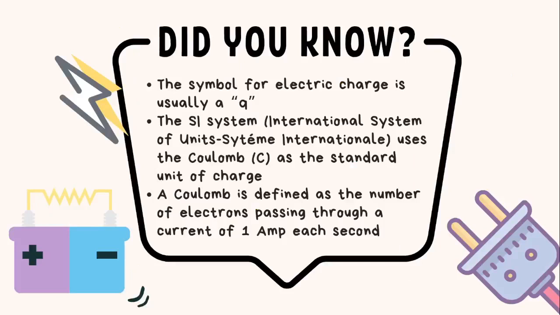Electric charge is usually represented by the symbol Q, but since this is not the standard unit, we use the coulomb. The coulomb is the standard unit of charge set by the International System of Units. A coulomb is defined as the number of electrons passing through a current of 1 ampere per second.